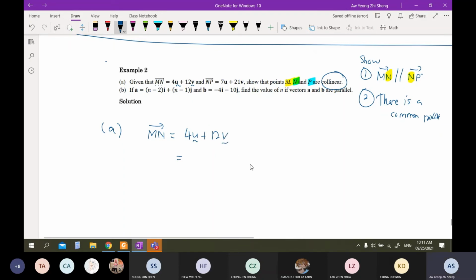Okay. So one easy way to write this as a scalar multiple of np is, first we notice that of course np also involves u and v. And so in order to make this number become 7, you can do it in 2 steps. If you find it hard to do it in one go, you can do it in 2 steps. First thing is to factor out the 4 first. And so you have u plus 3v.